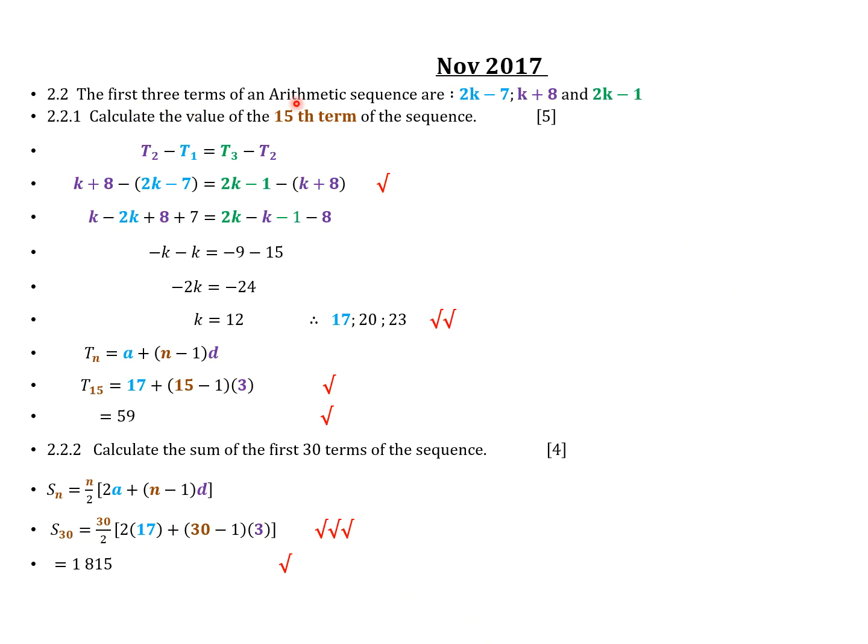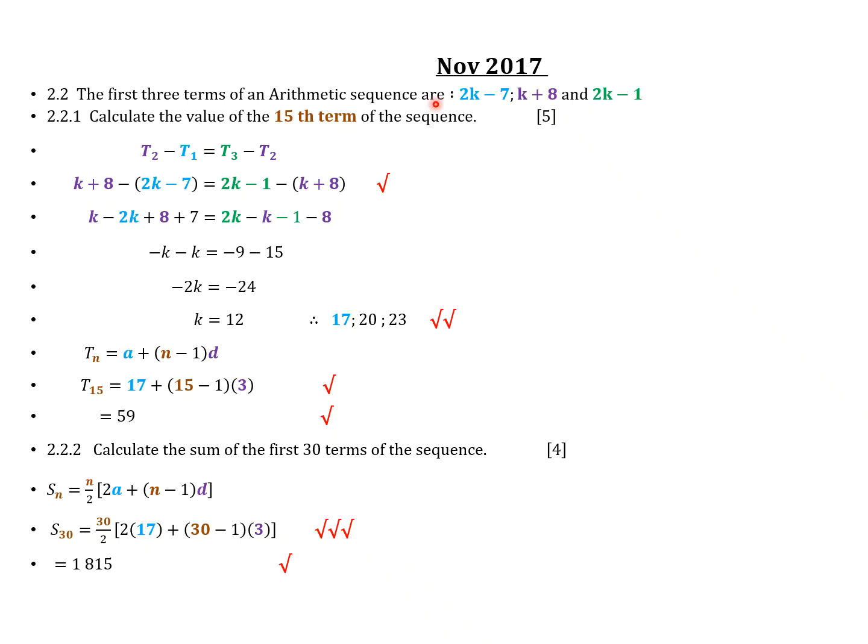The first three terms of an arithmetic sequence are 2k minus 7, k plus 8 and 2k minus 1. They state it's an arithmetic sequence, so we need to know that term 2 minus term 1 must equal term 3 minus term 2 for it to be arithmetic. Question: calculate the value of the 15th term of the sequence. We first need to know what k is before we can find the Tn formula and then the 15th term.